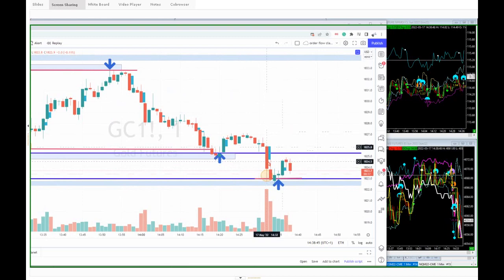This is called Imbalance Finder, surprisingly enough. So this is called Imbalance Finder. PM Vol Clust and Imbalance Finder.